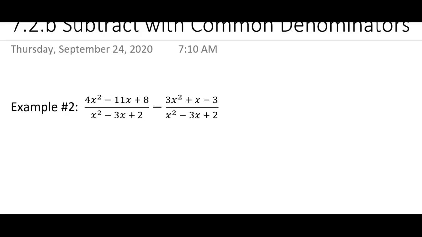Now we have a subtraction problem. And the thing with the subtraction is we have to make sure that we subtract all of that second numerator. So think of like parentheses around that polynomial there.